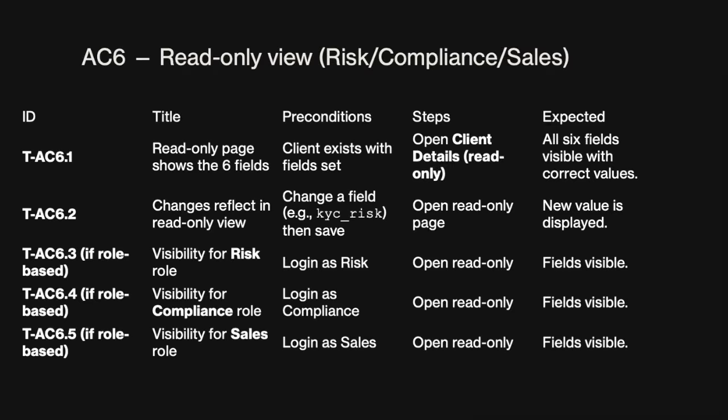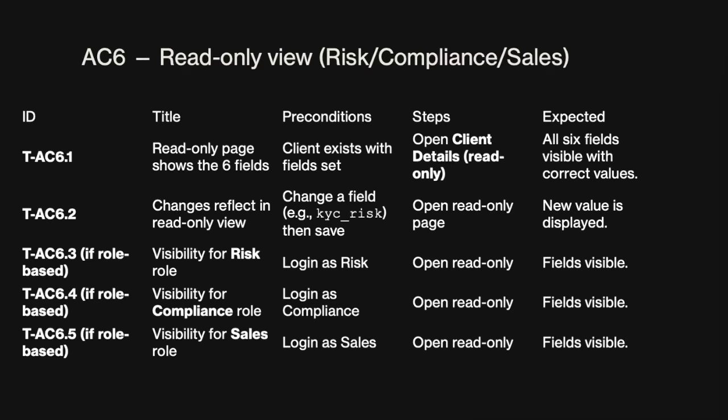TAC 6.1. Open the client details in read-only for a seeded client and confirm all 6 fields, reg classification, KYC risk, onboarding status, ISDA signed, margin agreement, connectivity, are all present and show the correct values. TAC 6.2. Change one value in the maintenance screen. For example, set KYC risk to high. Save, then reopen the read-only page. The new value must appear, proving the page is fed by the same authoritative record.